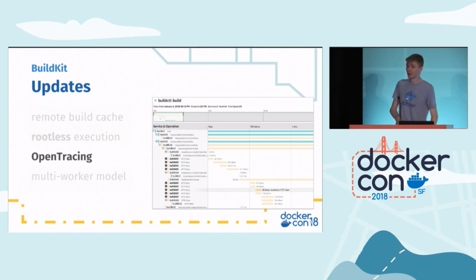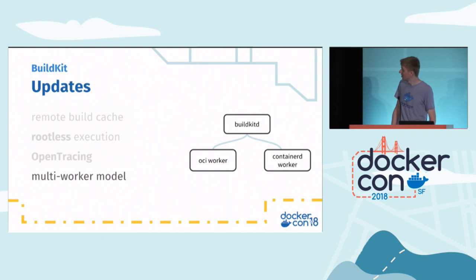Then, as your builds get more complicated, you need better visibility of what actually happens during the build. So in BuildKit, we have OpenTracing support from client to the daemon. You can see how they interact, how they exchange data, what steps are parallel, things like that. Gives you a nice overview of everything that's happened inside.